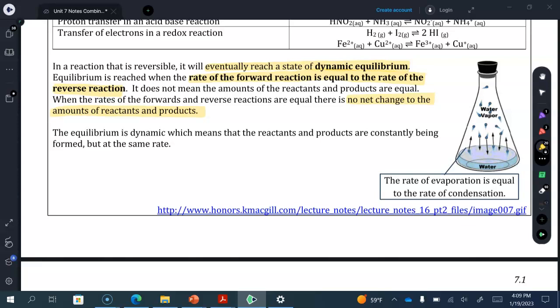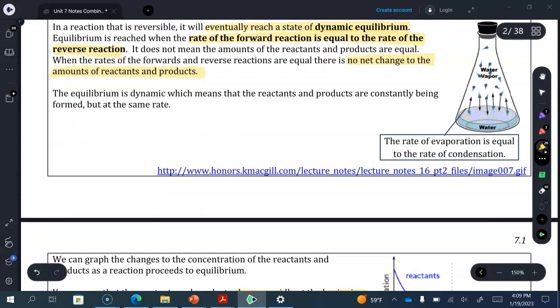So the rate that the reactants are being used up is the same rate that the products are being used up. So it looks like the total amounts of products and reactants are not changing, but in all actuality they are. The equilibrium is dynamic, which means that the reactants and products are constantly being formed, but at the same rate. So dynamic meaning you're still reacting stuff, but equilibrium brings this idea that it's happening at the same rate. So things are being made at the same rate that they are being consumed.